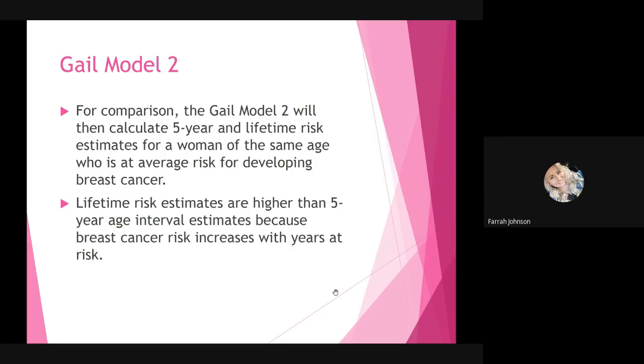So the Gail Model 2. For comparison, the Gail Model 2 will then calculate 5-year and lifetime risk estimates for a woman of the same age who is at average risk for developing breast cancer. Lifetime risk estimates are higher than 5-year age interval estimates because breast cancer risk increases with years at risk, meaning the older you get, the more at risk of developing breast cancer you are.